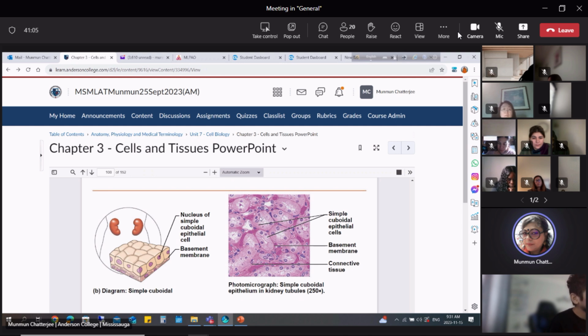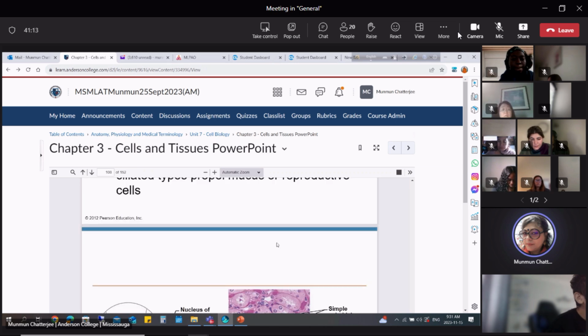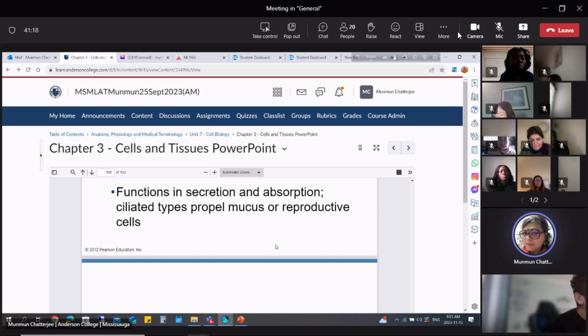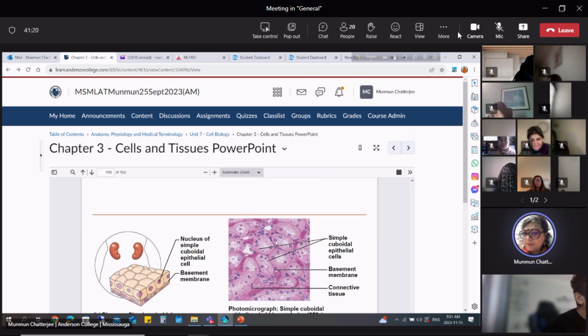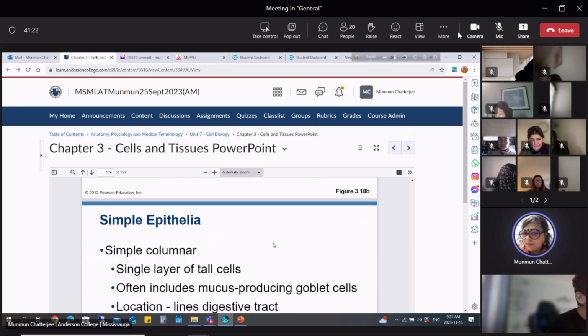So these are the simple. When you section, it looks like this. So simple cuboidal epithelial cells. This is mainly where the cells need to do the secretion mainly, and absorption, there are the cuboidal cells.